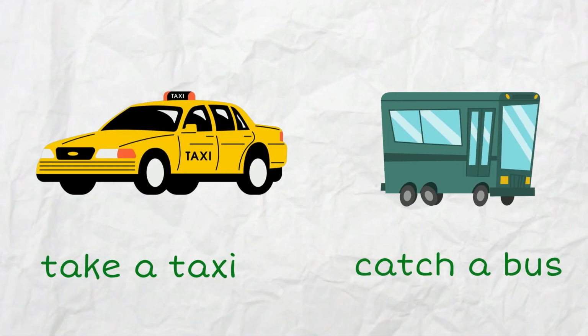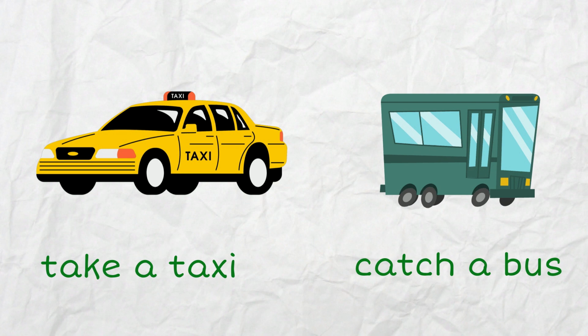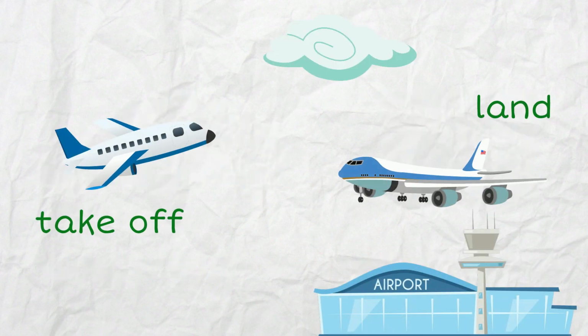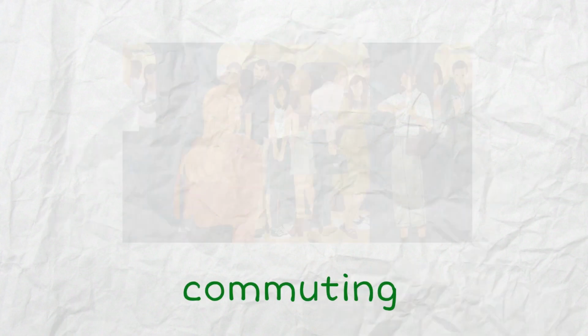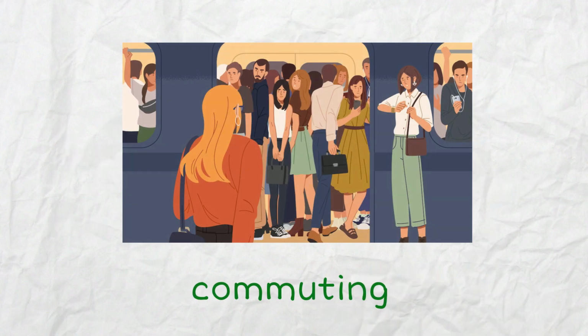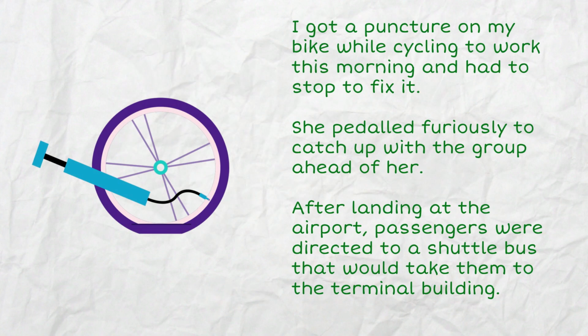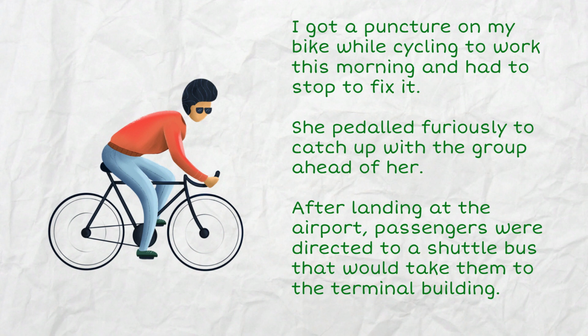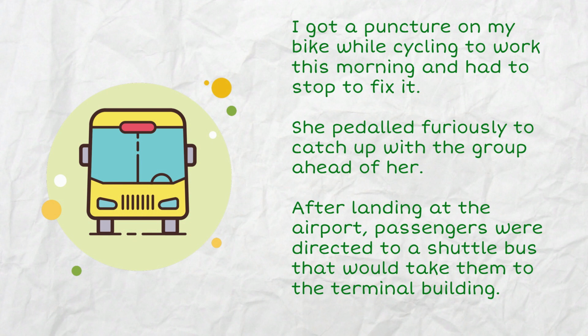When we talk about land, air or sea transport, there are some common English collocations to know. For example, you might hear people talk about taking a taxi or catching a bus. Planes take off and land. Every day people spend a lot of time commuting, which means making the same journey between work and home regularly. More examples. I got a puncture in my bike while cycling to work this morning and had to stop to fix it. She pedaled furiously to catch up with a group ahead of her. After landing at the airport, passengers were directed to a shuttle bus that would take them to the terminal building.